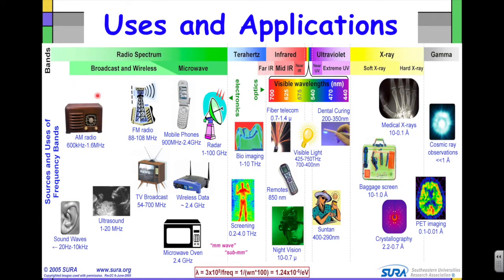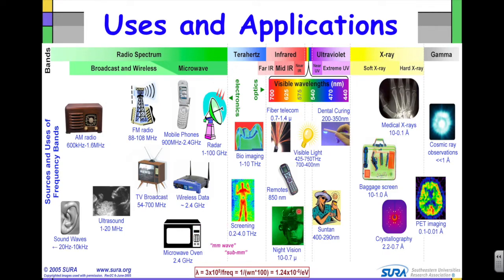Your cell phones use light. That's how we broadcast the signal. Radar, ultrasound, microwaves: microwaves are light. You just can't see that light.